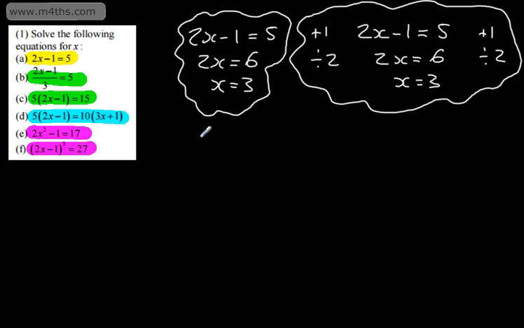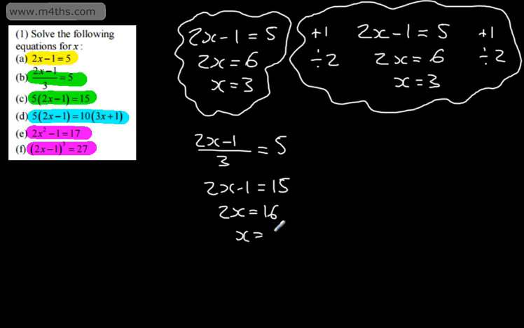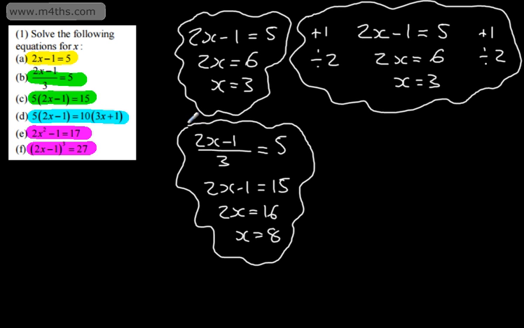Okay, with this one, what we've got is 2x minus 1 divided by 3 is equal to 5. So if you wanted to work it backwards, we'd multiply by 3 instead of dividing by 3. We would add 1 instead of subtracting 1, and we would divide by 2 instead of multiplying by 2. So 2x minus 1 is equal to 3 times 5, which is 15. Then we'd have now 2x is equal to 16, and then x is equal to 8. You might use the technique of change sides, change signs. Again, it's entirely up to you.